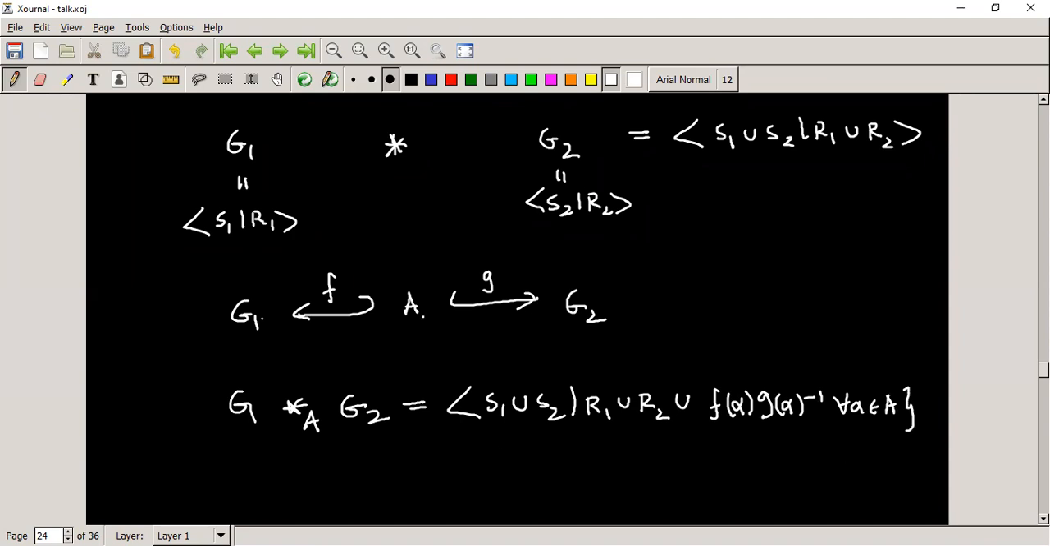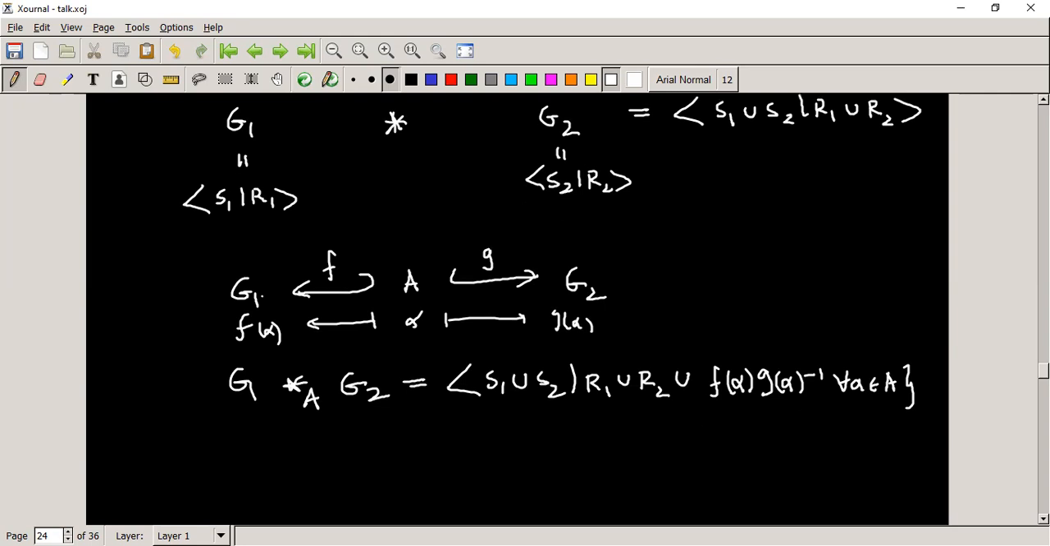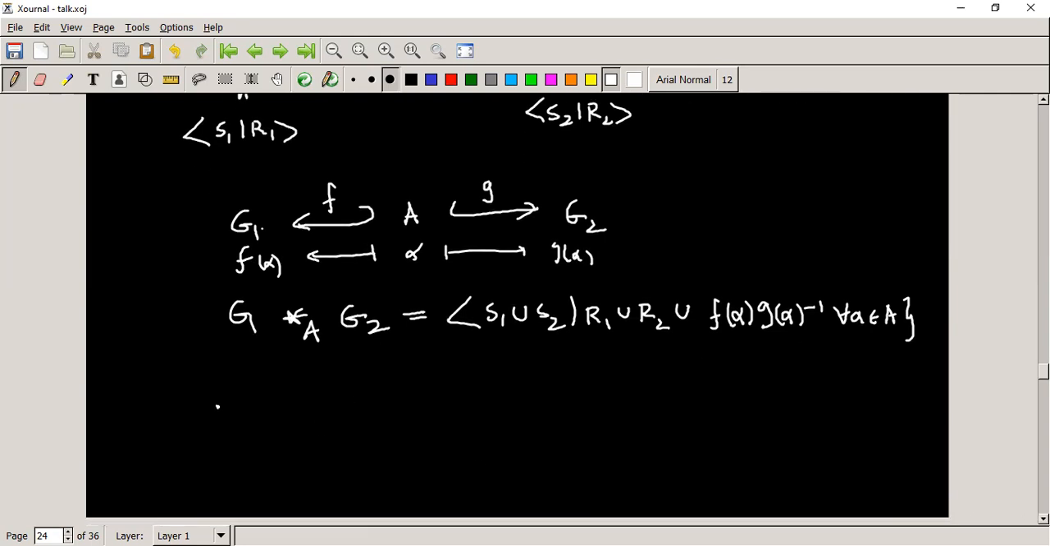Okay. So elements here, I'm identifying. So if you take alpha here and then look at its image here, F alpha, that's a bad notation. Alpha, F alpha here, G alpha here. I'm pasting along A in the sense that F alpha equals G alpha. I'm saying in the new group, F alpha will be equal to G alpha. So this is called gluing of groups or amalgamated products.